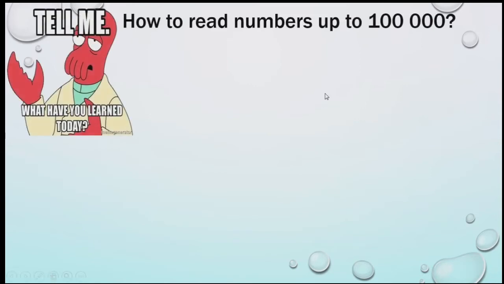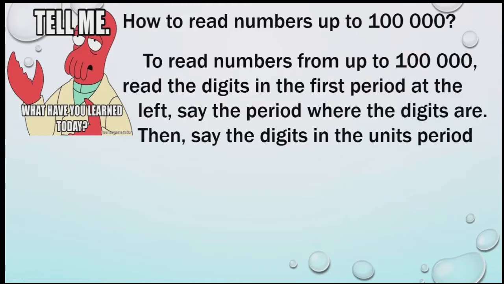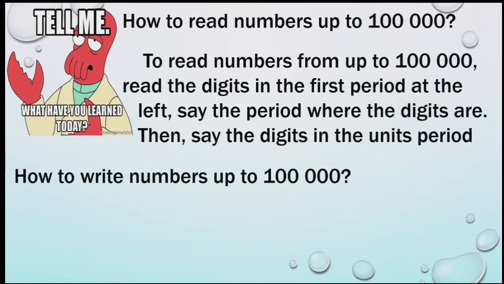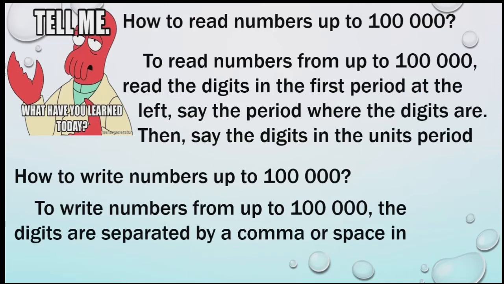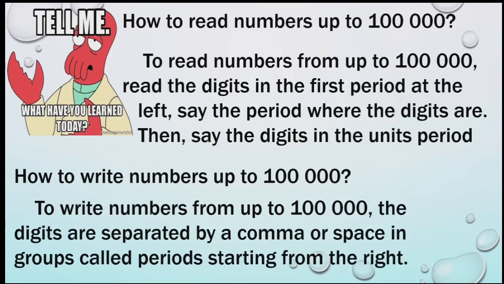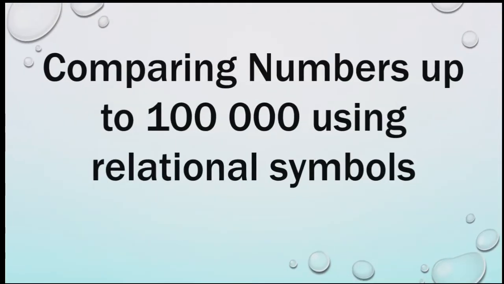Now, what have you learned about reading and writing numbers? How to read numbers up to 100,000? To read numbers up to 100,000, read the digits in the first period at the left, say the period where the digits are, then say the digits in the units period. How to write numbers up to 100,000? To write numbers up to 100,000, the digits are separated by a comma or space in groups called periods starting from the right. Let us compare now numbers up to 100,000 using relational symbols.